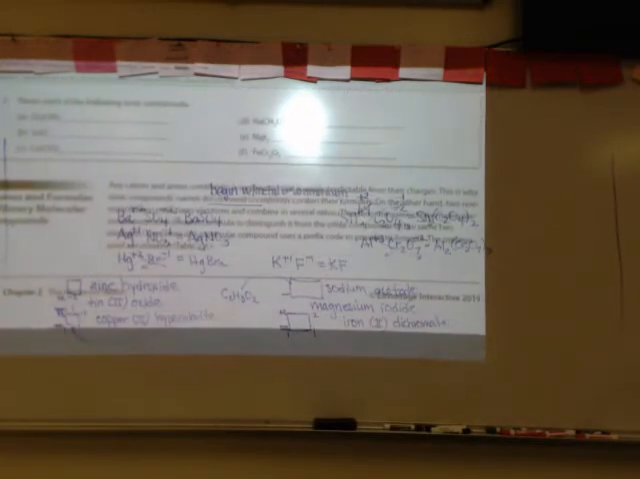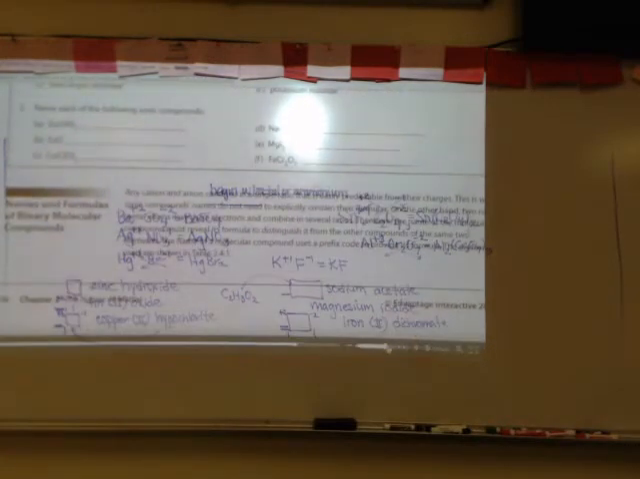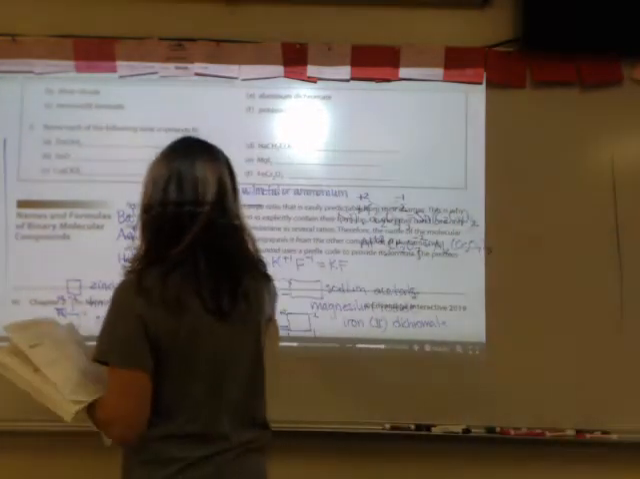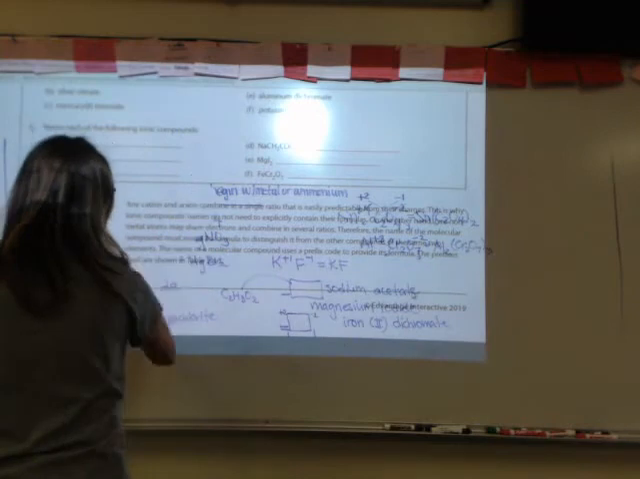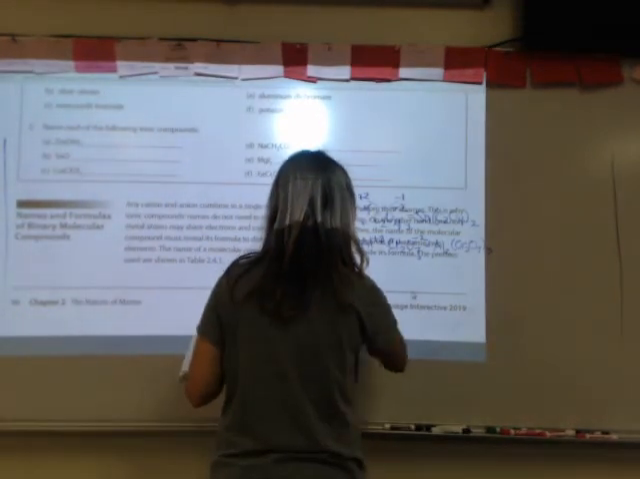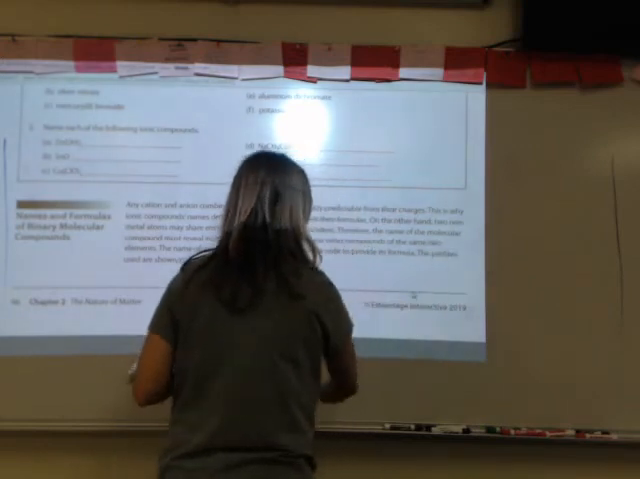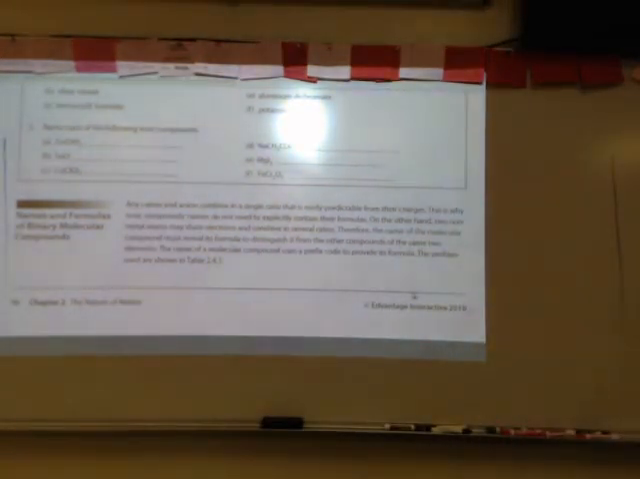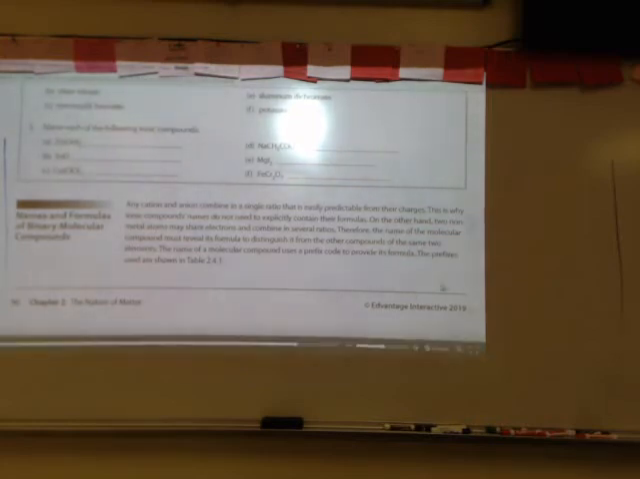Okay, now let's talk about binary molecular compounds. Molecular compounds are compounds that are made of nonmetals. When we use Greek prefixes, that is indicating in the name that this is a molecular compound. The Greek prefixes are on your periodic table in the middle towards the bottom in a column. We don't cross charges here.